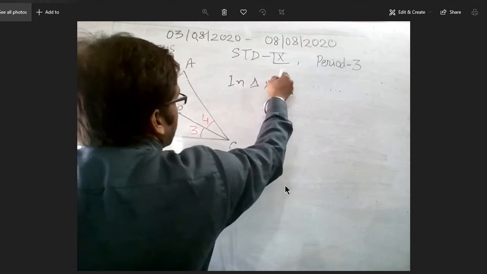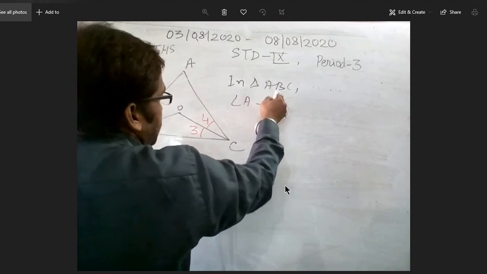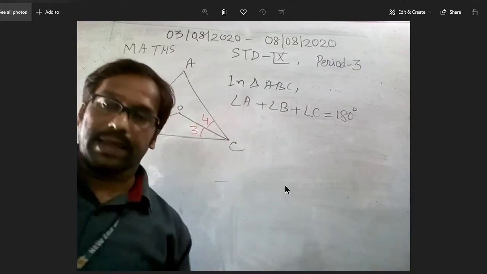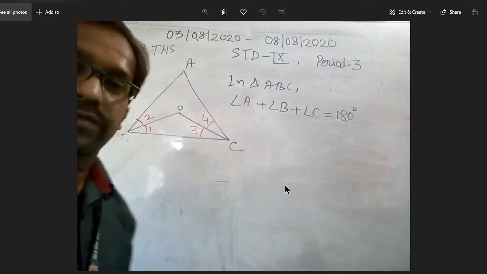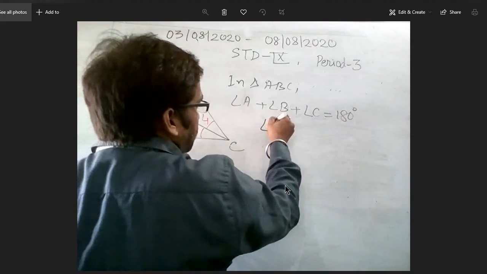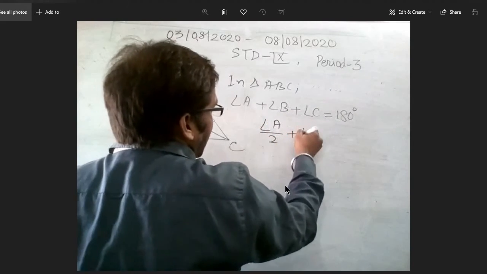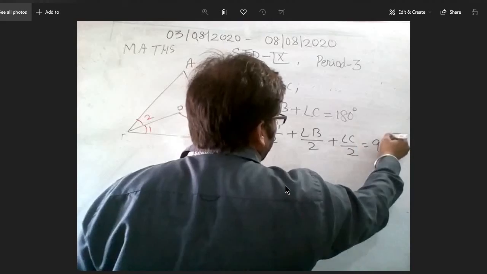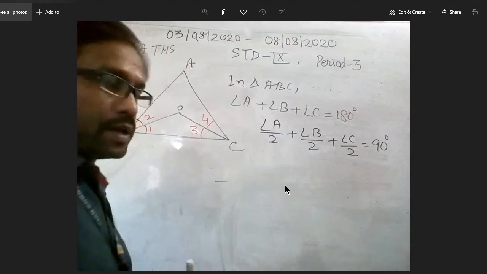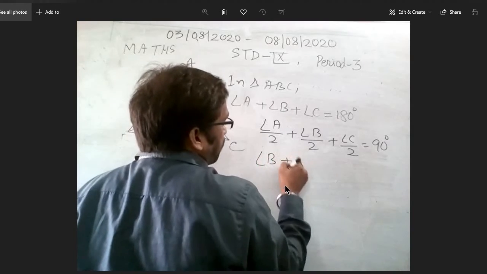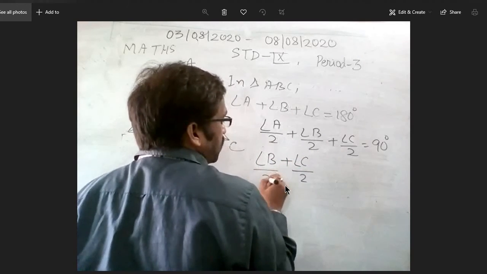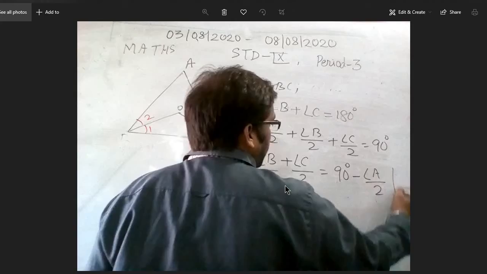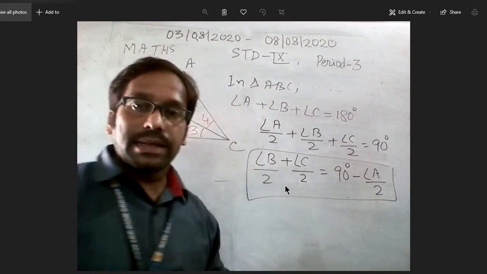First of all, write: in triangle ABC, all angles sum to 180 degrees. Angle sum property of the triangle: angle A plus angle B plus angle C is 180. Now if I take half of this, because I need half of angle A, everything becomes half and 180 becomes 90 degrees, because half of 180 is 90. Now half of angle B plus half of angle C is equal to 90 degrees minus half of angle A. Clear? This is my first equation. I have got one piece of information here.